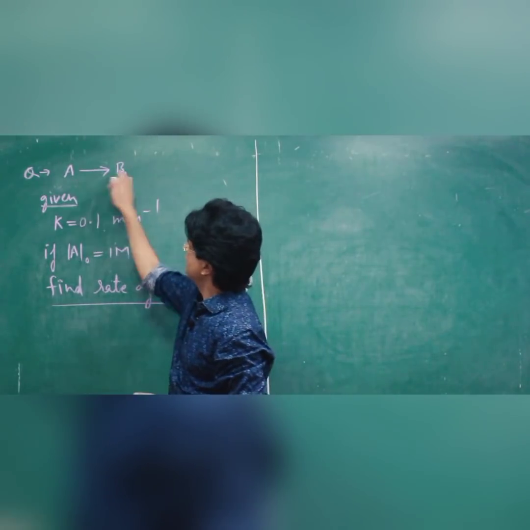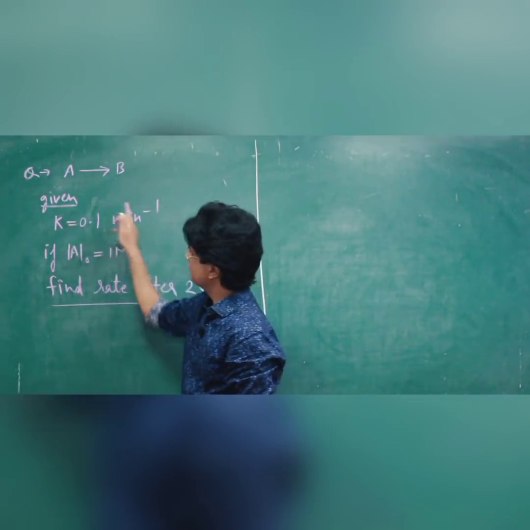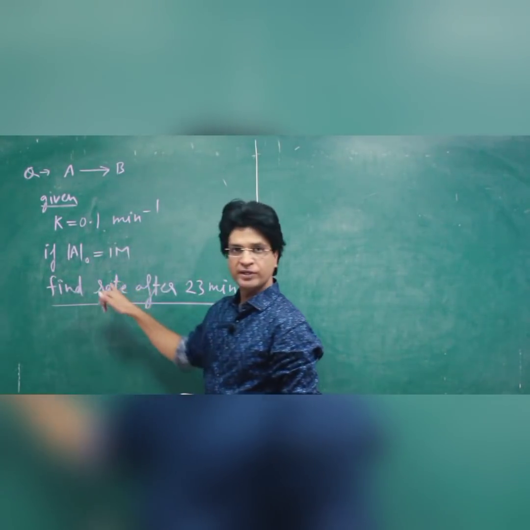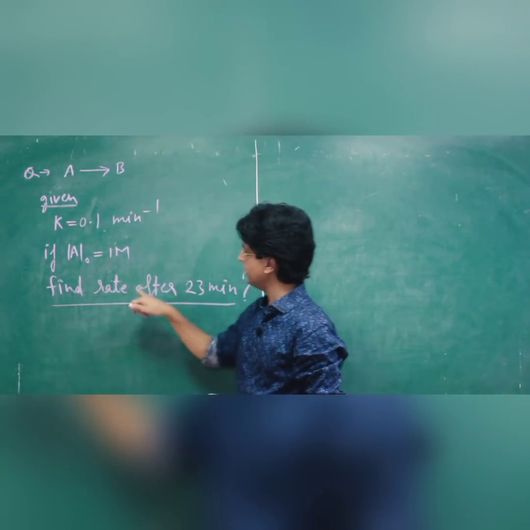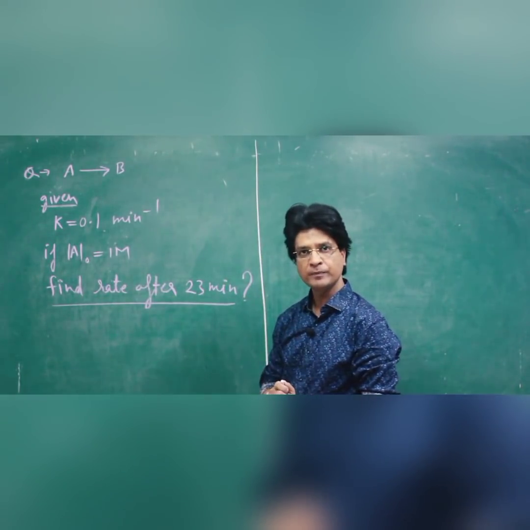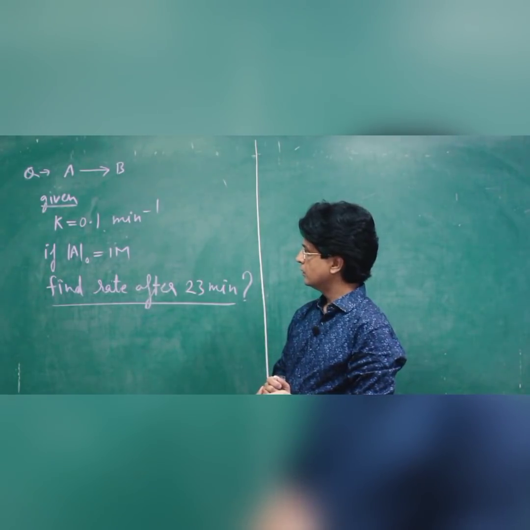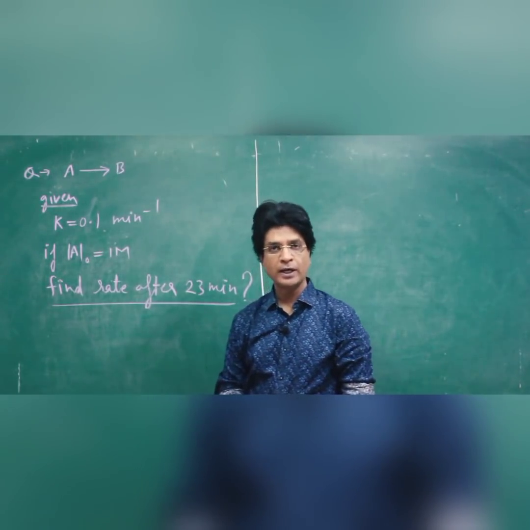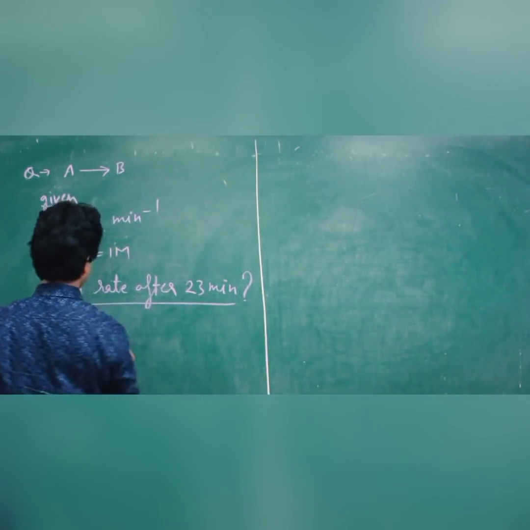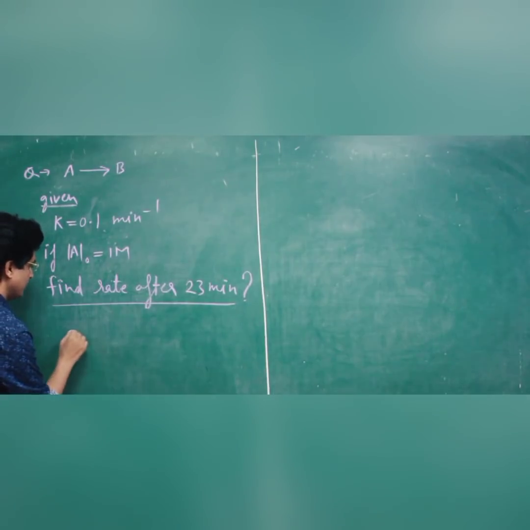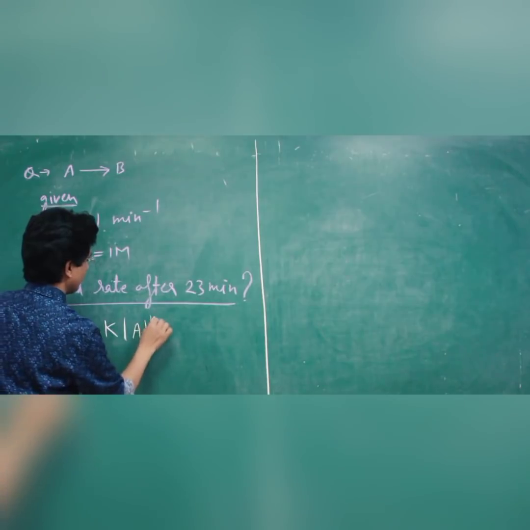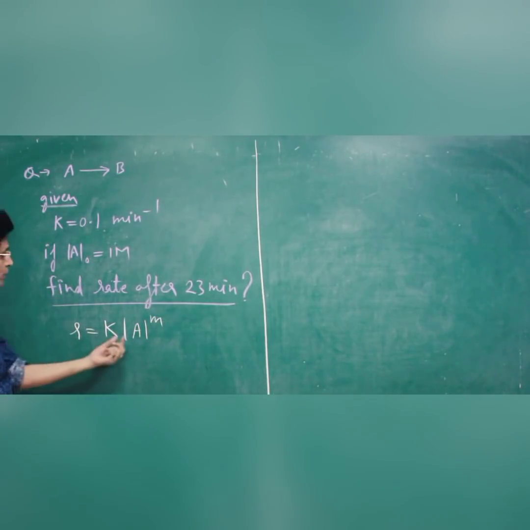It says we have a reaction A giving you B, and they have given some data. They have given you rate constant as 0.1, initial concentration as 1 molar. They are saying find the rate after 23 minutes. Now see, to find the rate after 23 minutes, I need to have a rate law, and to have a rate law, I need to have the order of reaction. Say R will be equal to K, A to the power of M. I know K, but I do not know the order.